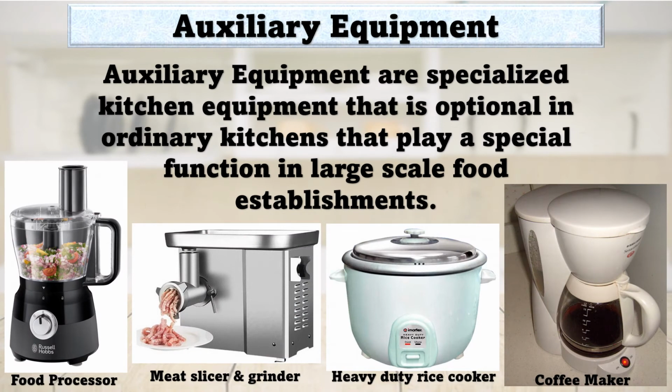Auxiliary equipment are specialized kitchen equipment that is optional in ordinary kitchens that play a special function in large-scale food establishments. Among these are food processor, food chopper, meat slicer and grinder, heavy-duty rice cooker, blender, bread toaster, coffee maker, handy mixer, and heavy-duty electric mixer.